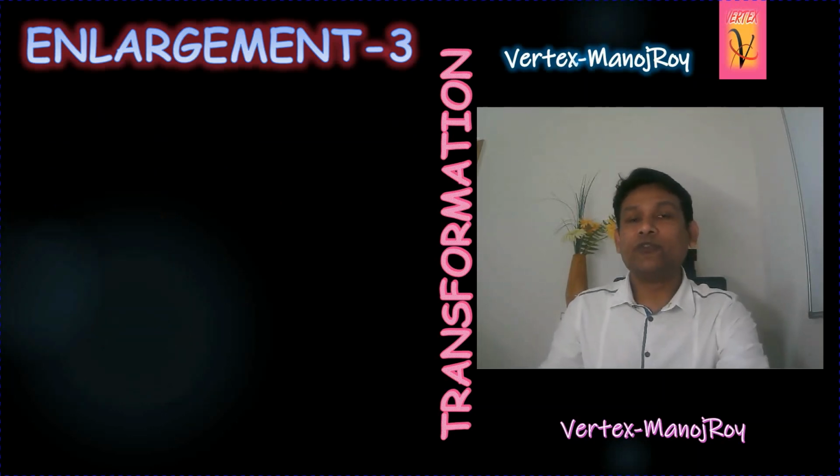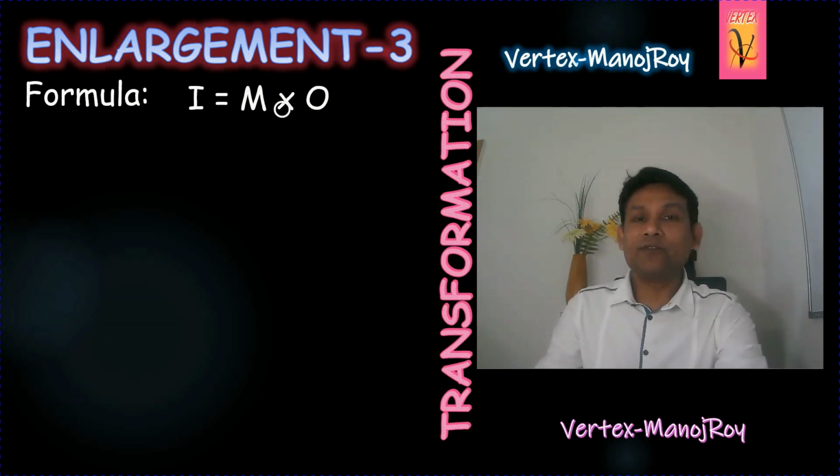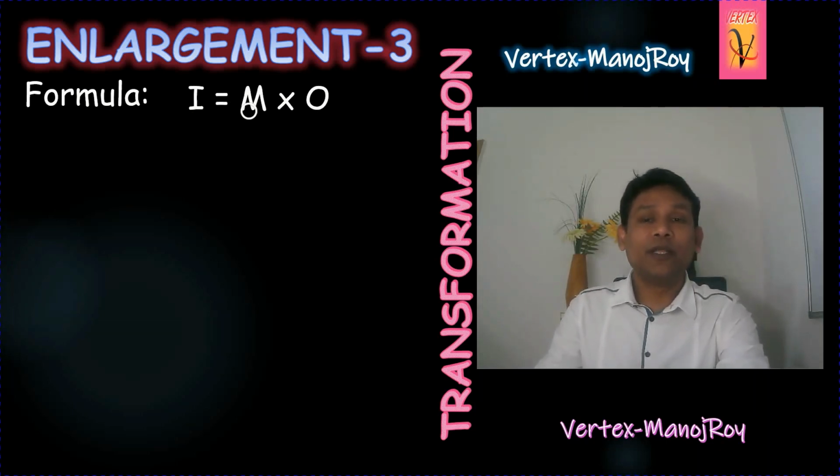First of all, the formula of the image in matrix transformation is: image equals matrix multiplied by the object. This formula is always used when we are doing matrix transformation, whatever transformation we are doing. We have to use image equals matrix multiplied by the object. You have to learn the matrices, and I have also explained how we can find the matrices in reflection and in rotation. But in enlargement, we have just one matrix, [k 0; 0 k].